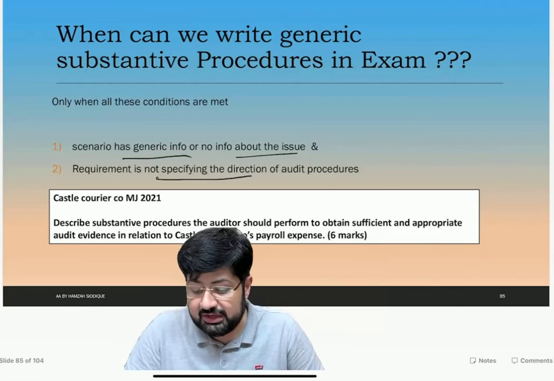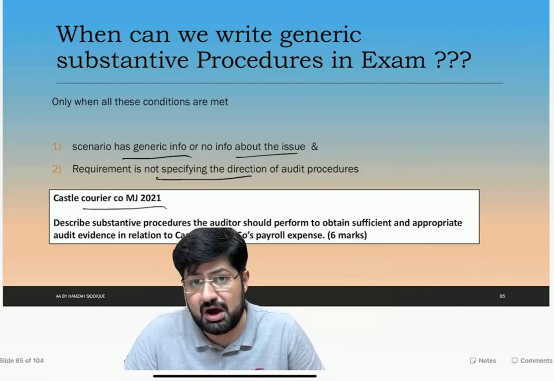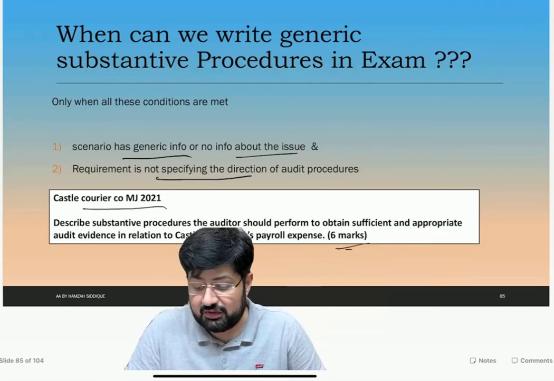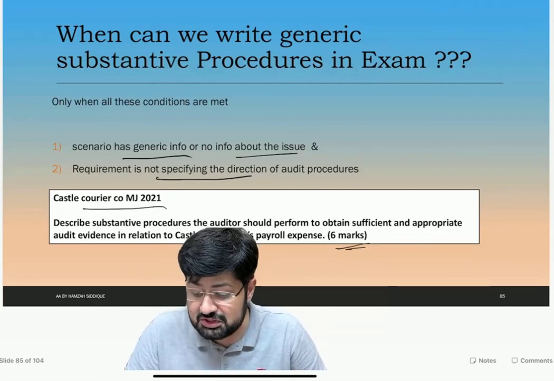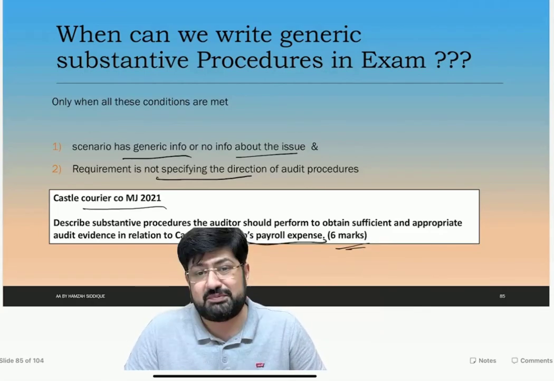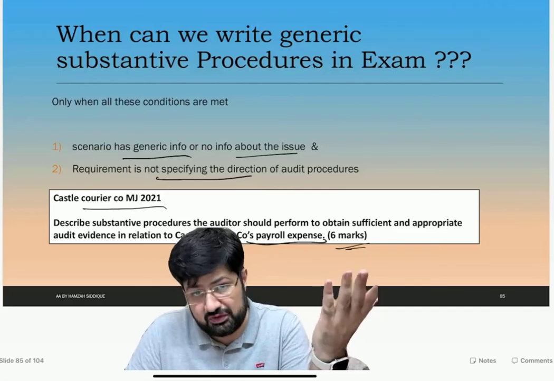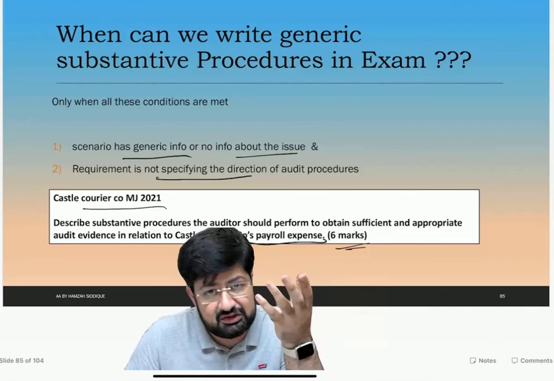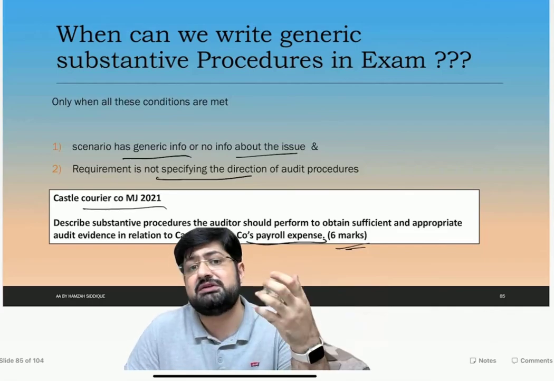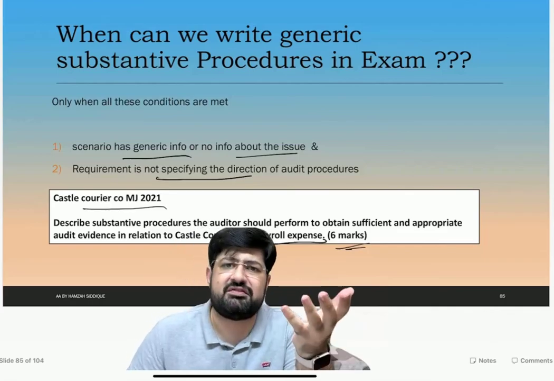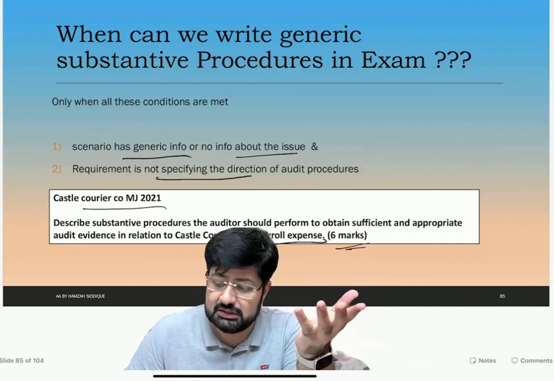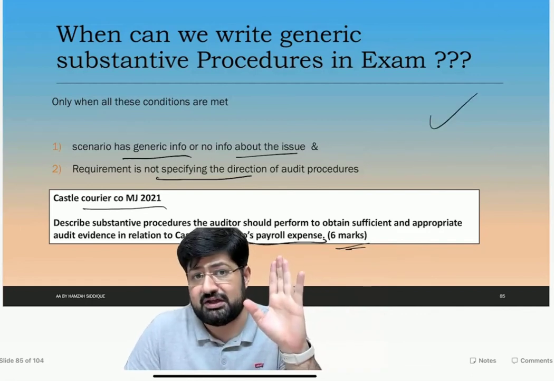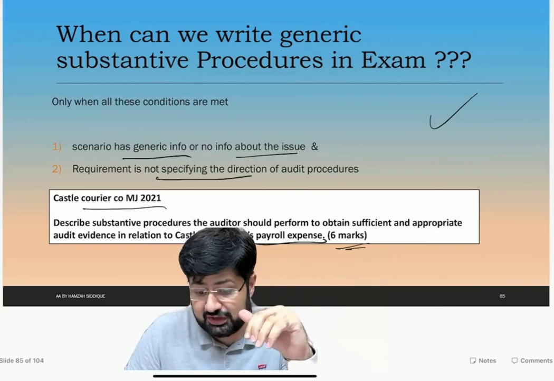For example, in the past paper of March/June 2021, Castle Courier, a 6-mark question asked you to write the substantive procedures on payroll expenses. This scenario had no information, so on the payroll expense in the financial statements you have to write any 6 substantive tests. You have open space for that, so in this case you can write generic substantive tests. I hope it is clear to you.